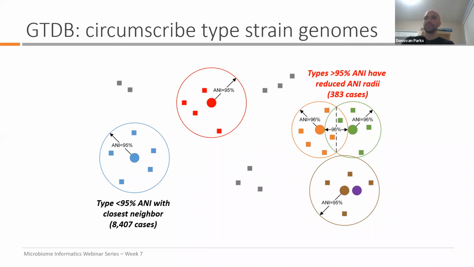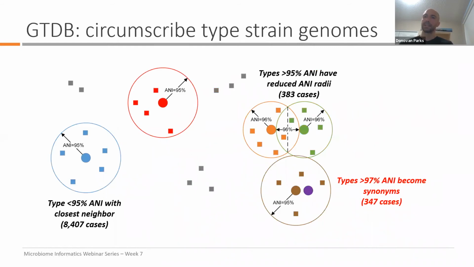So you can see this is very few cases, less than 400. And the rule here is strains will now be assigned to the closest type strain, but the ANI radius here actually gets reduced to reflect the ANI distance between those 2 type strains. And the rationale there is that it helps ensure that those strains are likely going to be monophyletic when you infer the phylogenetic relationship between these.